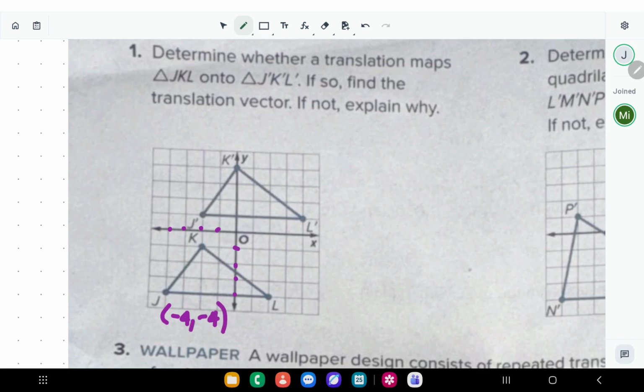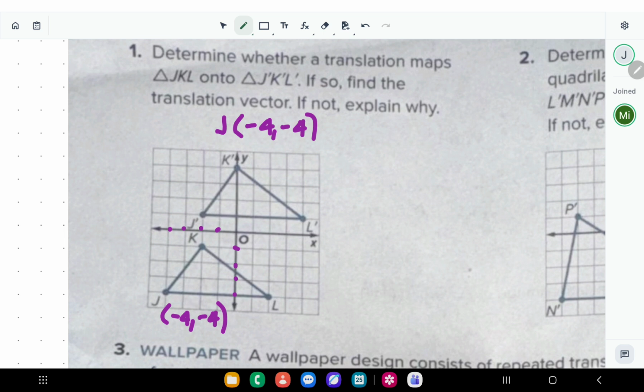Jeslyn, can you still hear me? Yeah, that is negative. Point J has a coordinate -4, -4. Do you understand what I'm talking about? 1, 2, 3. Yeah, okay.